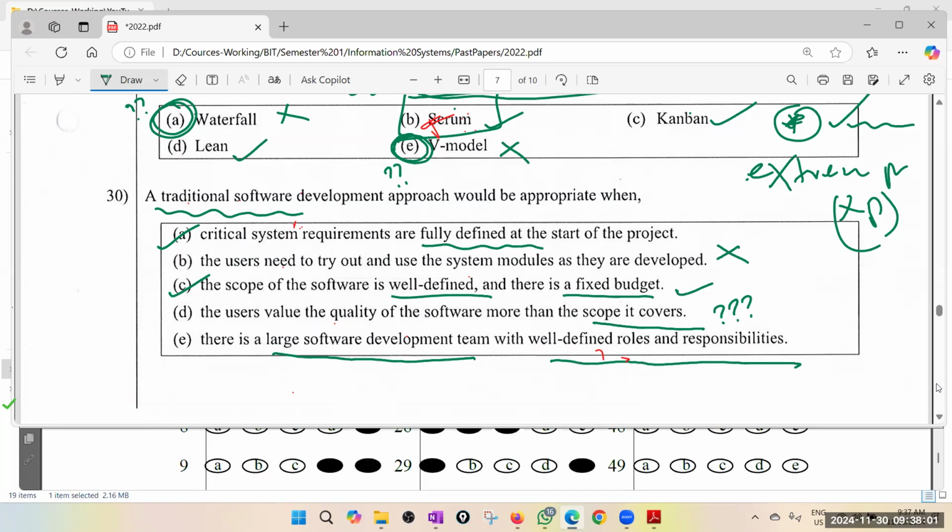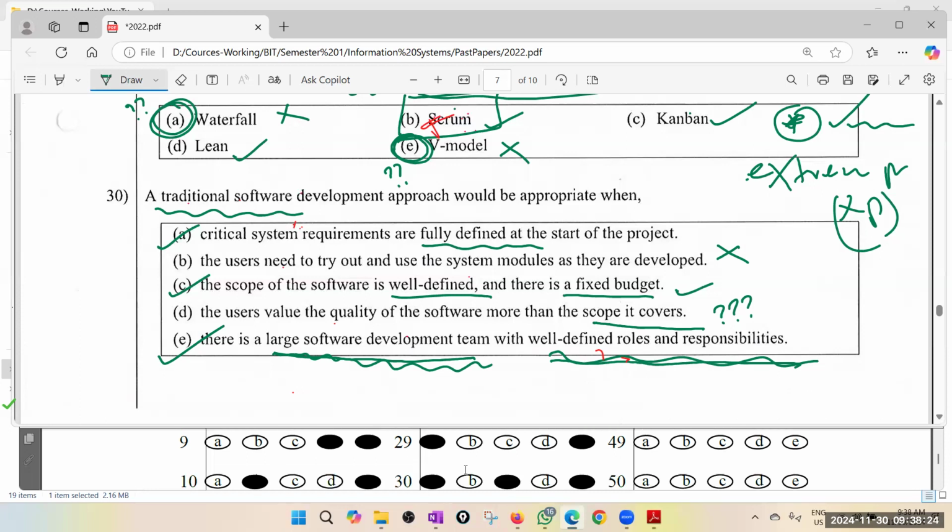But the way the wording is presented, well-defined roles and responsibilities looks like it is more into traditional development. I'll go for that, because in agile development, developers play multiple roles. They are multi-talented people. I'll go for ACE.